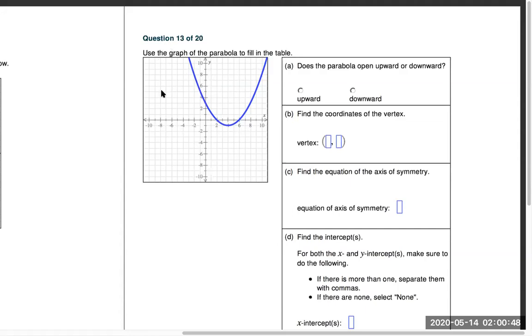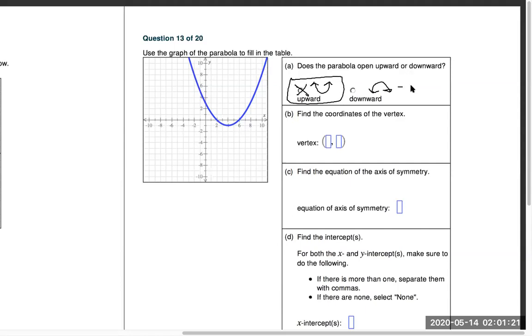All right, so we're moving on to number 13. Use the graph of the parabola below to fill in the table here. This is a good question to test your knowledge of what you see with your quadratic function. For one, does the parabola open upward or downward? Upward means you have a smiley face. Downward, you have a frowny face. So we definitely have upward in this case.